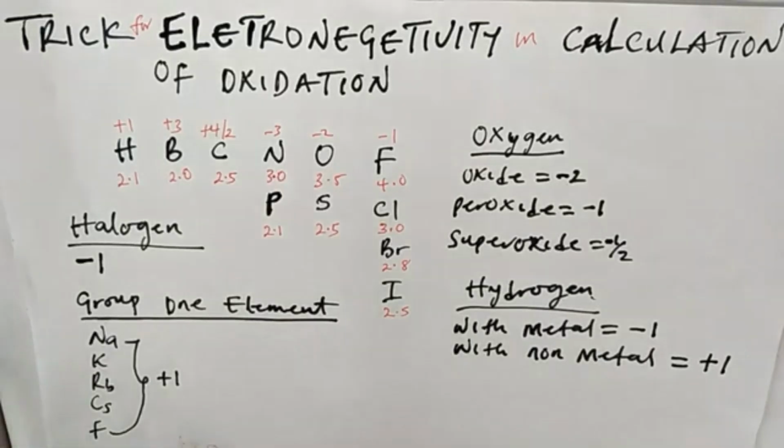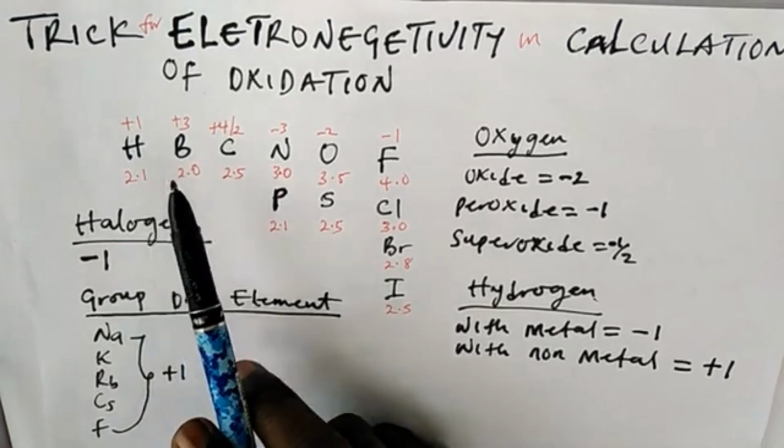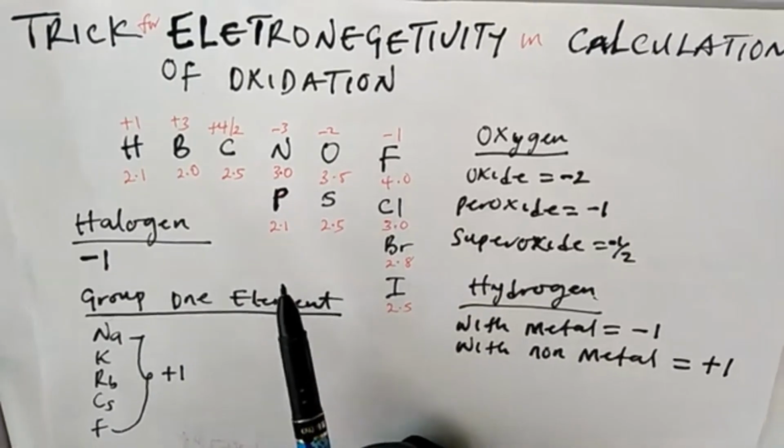In this video, I'm going to be showing you a trick on how you can use electronegativity in calculation of oxidation number. Now, this is a sketchy chart of the periodic table. You see, we have hydrogen to fluorine.